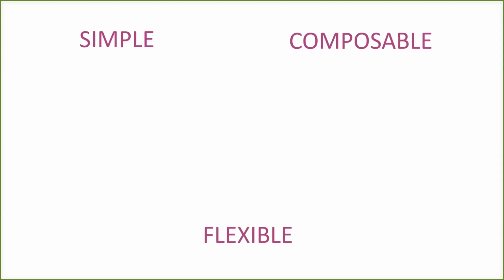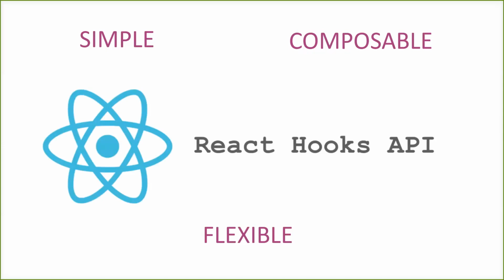So what we wanted was something which was simple and something which did not have this wrapper hell problem where things start to get complicated. Something which is composable, similar to higher order components, so that we can add on our functionalities to a component without explicitly writing it again and again. And the third part was something which is flexible. And flexible by which I mean we can go and change whatever we need to change in a minimum number of steps. And that's when our dear friend React Hooks API comes into the picture.